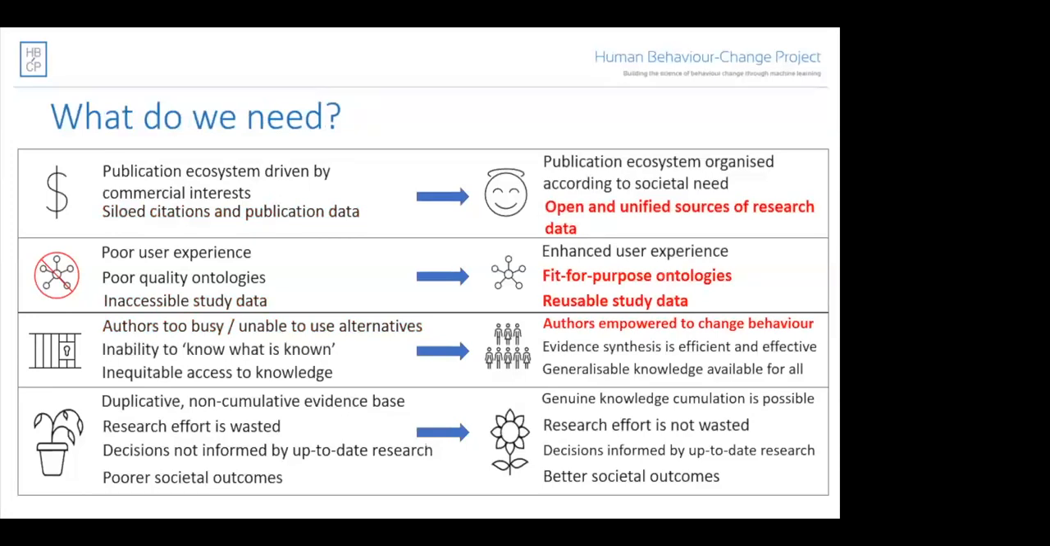Obviously, what we'd like to get to is a situation where we have open and unified sources of research data, which can then feed into the types of systems that Jenna outlined. This requires us to develop and maintain fit-for-purpose ontologies. It requires us to have study data that are available for reuse and in a reusable form. And underneath all of this, it requires us to be able to change our behavior in ways that will support a new evidence ecosystem.